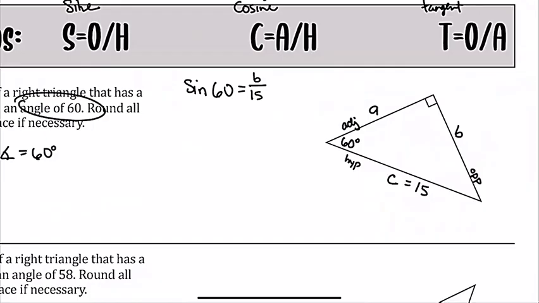So to undo what's happening to B, if I want to solve for B, I'm going to get B by itself, or you might have heard that called isolating B. Right now, B is being divided by 15. The inverse or opposite of divide is multiply. So if I multiply both sides by 15, that'll cancel out the 15 on the right side and get B by itself. So right now, B equals 15 times the sine of 60. And then you just type that in the calculator.